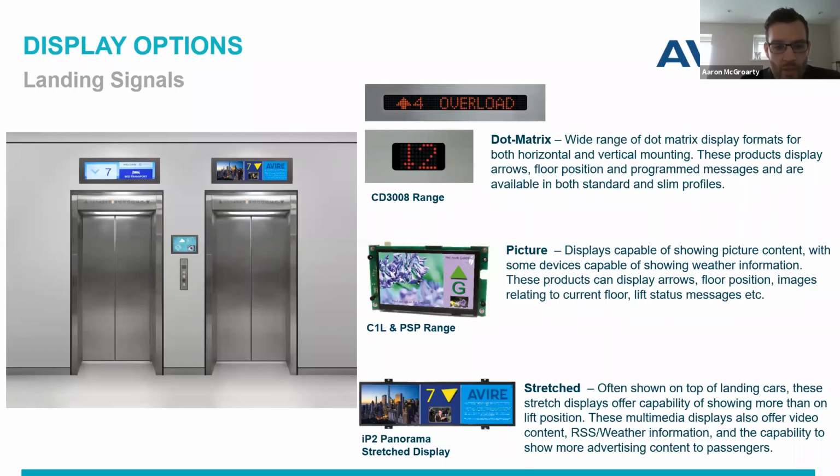These are usually quite heavy-duty bits of material that can show plenty of videos, RSS feeds, weather information, and keep the passengers a lot more engaged. It also has the ability to show more than one lift's information on it. So sometimes you'd have a larger screen there showing the lift status or lift position of 2 or 3 elevators, depending on what is spec'd.